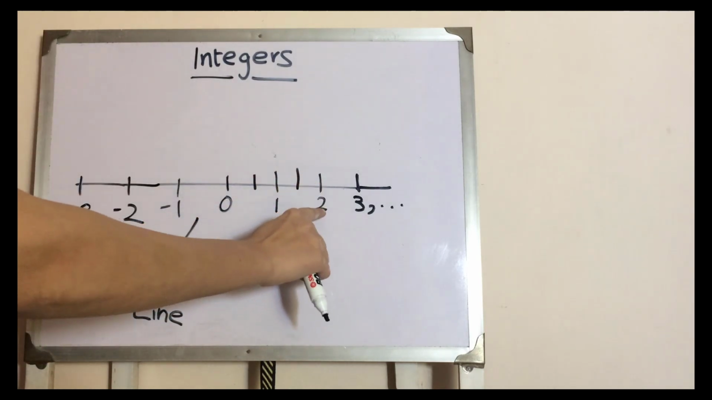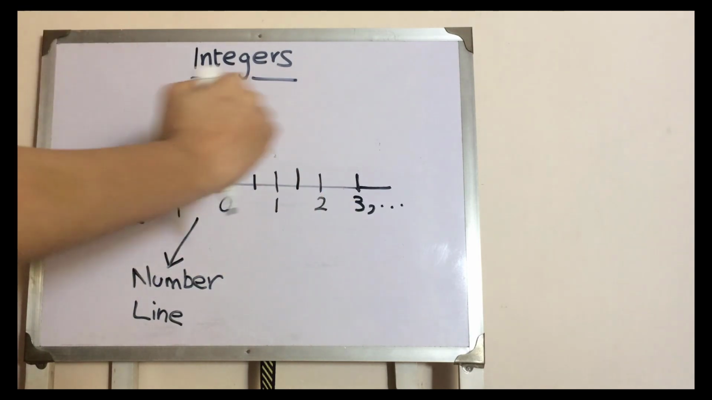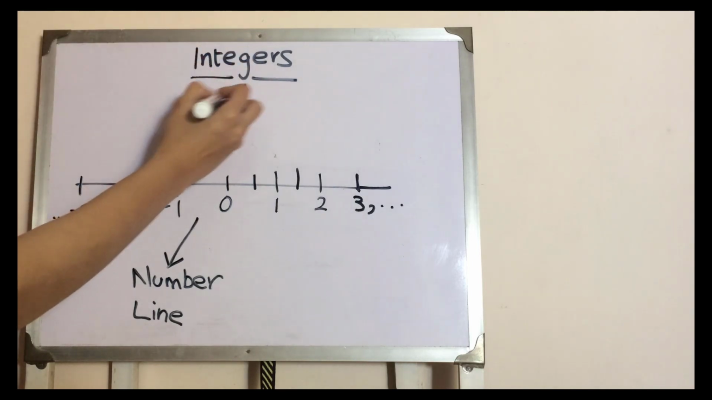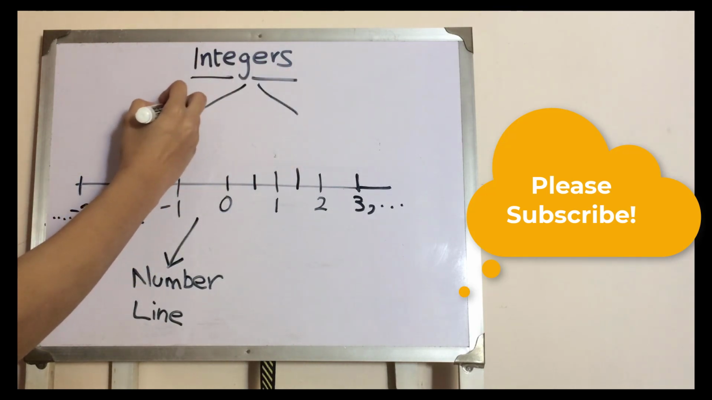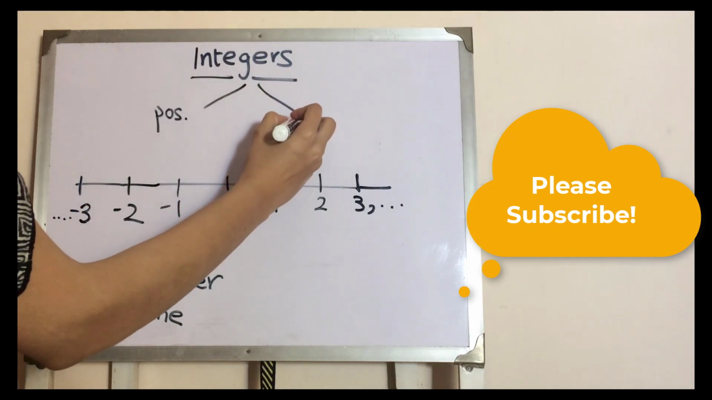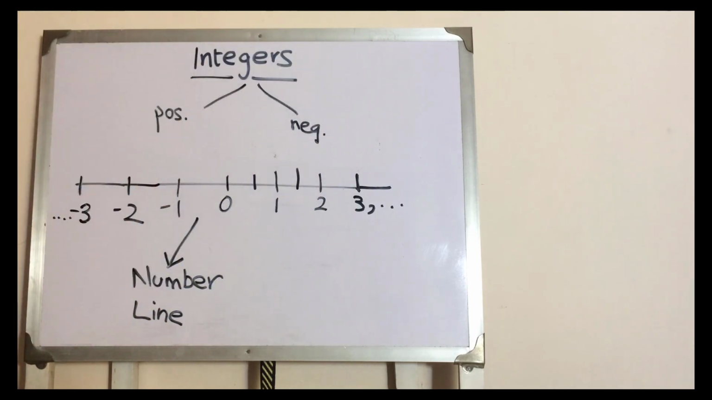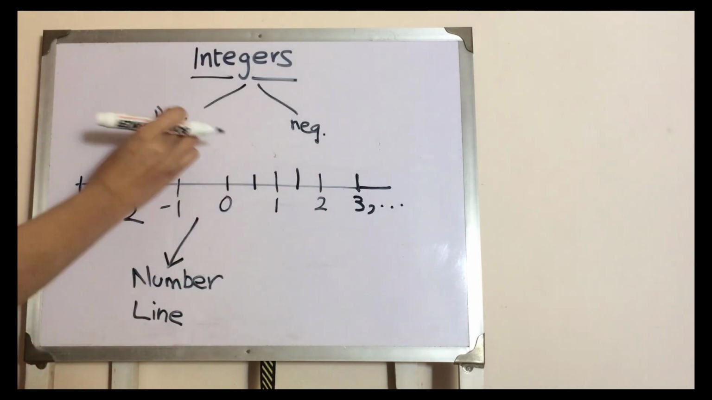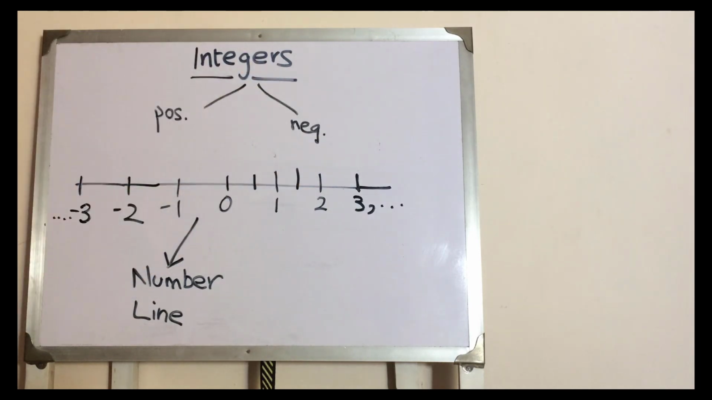So 1 is an integer, 2 is an integer, 3 is an integer, and so on. Similarly, minus 1 is an integer, minus 2 is an integer, minus 3 is an integer, and so on. So integers are of two types: positive integers and negative integers. Let's find out what positive integers and negative integers are.